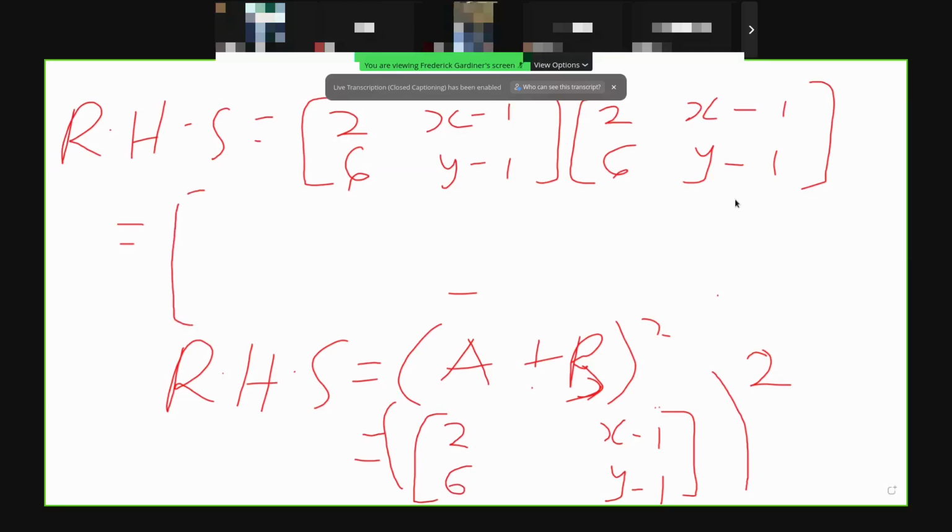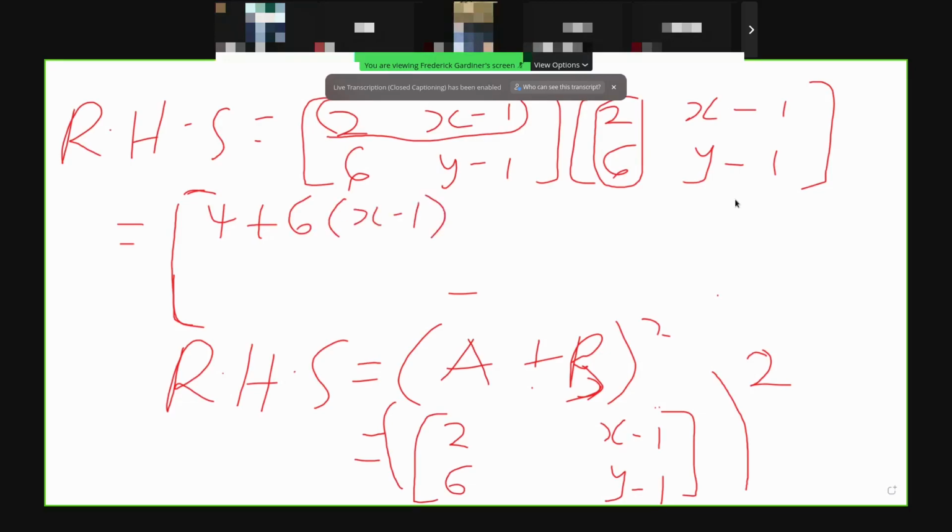So when we do that, what's going to happen? I'm going to have my first row, taking the first row of the first matrix, which is 2, 6, taking on the first column. So 2 times 2, you all agree we are going to get 4. Yes. Then we add 6 when it multiplies x minus 1.